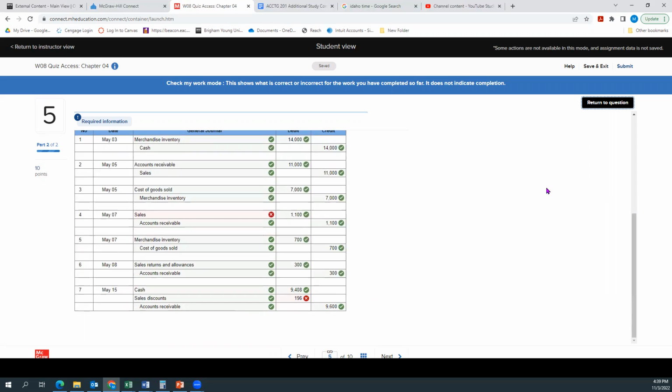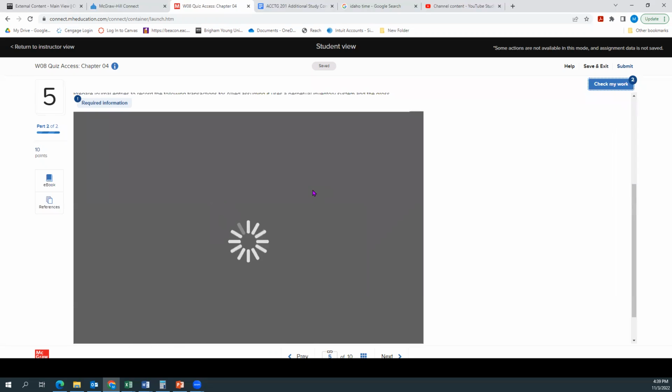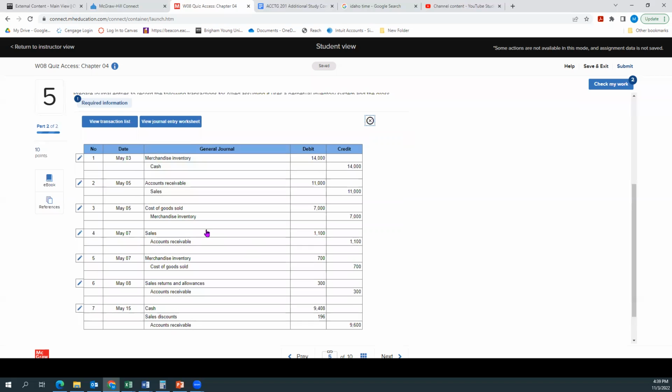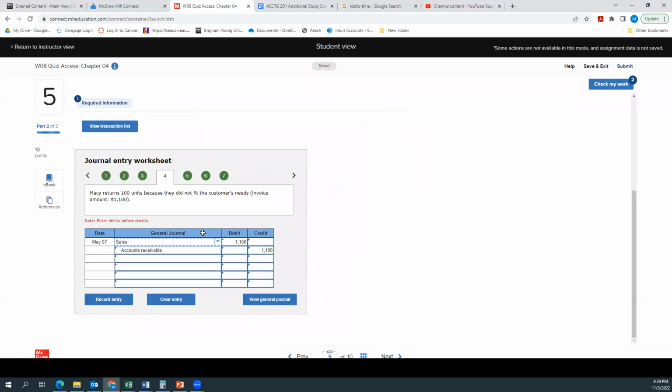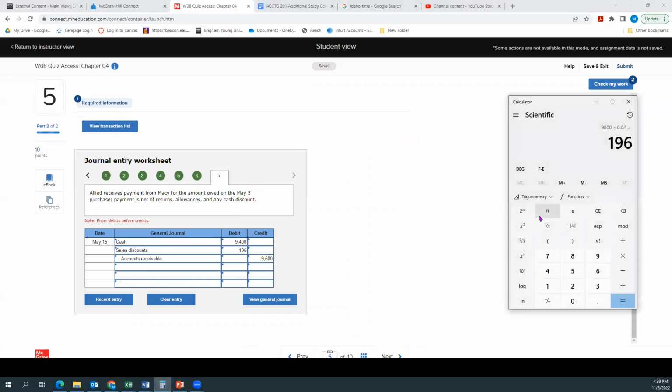So let's go ahead and correct these. Instead of sales, we're not taking it directly off sales. Now that I think about it, that's kind of obvious. When we are the seller, we don't just debit our sales for a return. Instead, we record it to sales returns and allowances. And then on this last one, apparently I just can't do math. I put 9,800 times 0.02. So 9,600 times 0.02 gives me my 192.